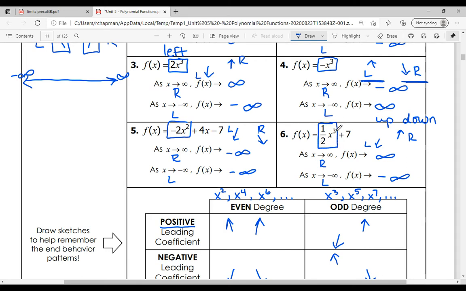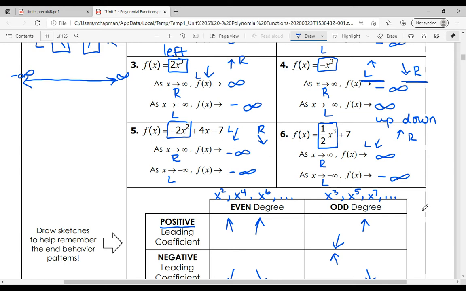Positive odd. My exponent is odd. The leading number is positive. So the left goes down and the right side goes up. So positive infinity for the right and negative infinity goes with the left. Make sense? Any questions about that?